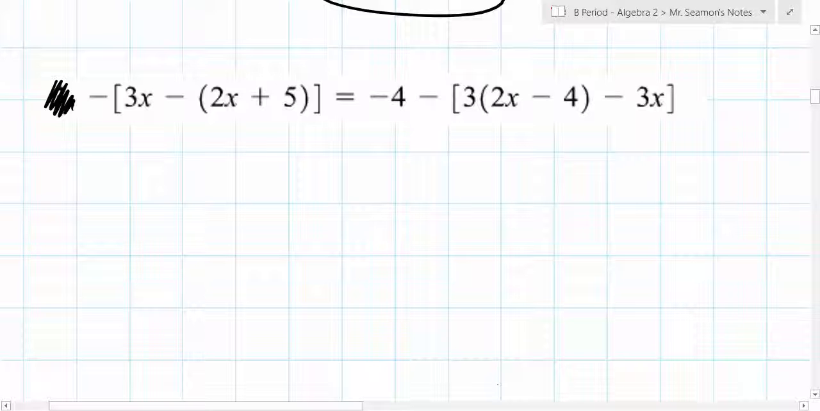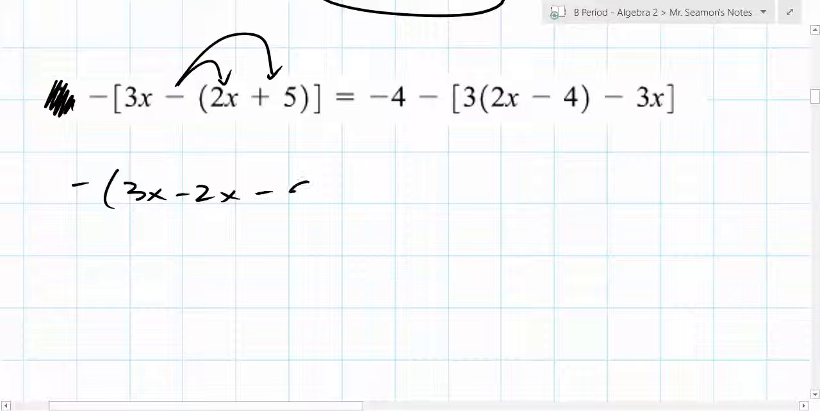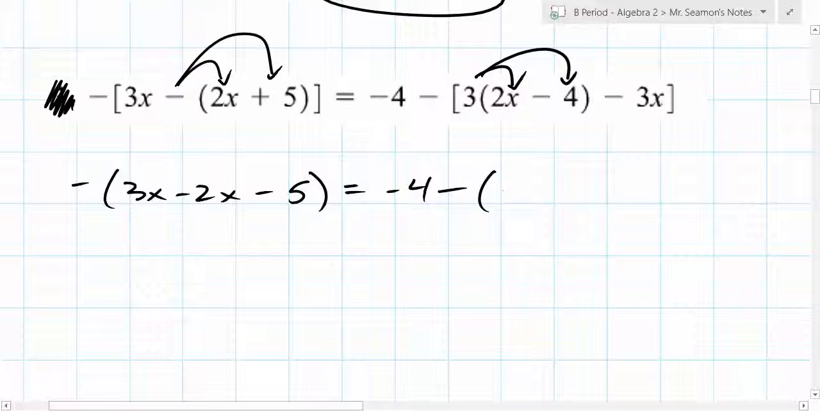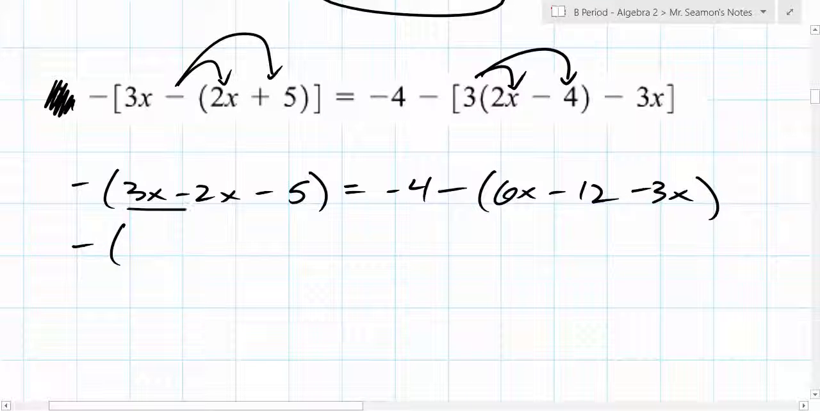Inner parentheses. So on the left here, we could distribute right here. So you have negative 3x minus 2x minus 5 equals negative 4 minus, let's distribute here first, right? Yeah. So that's not 3, it's going to be what? 6x. 6x minus 12 minus 3x, like that? Yeah. Can we combine? How many x's right here? There's 1 x.